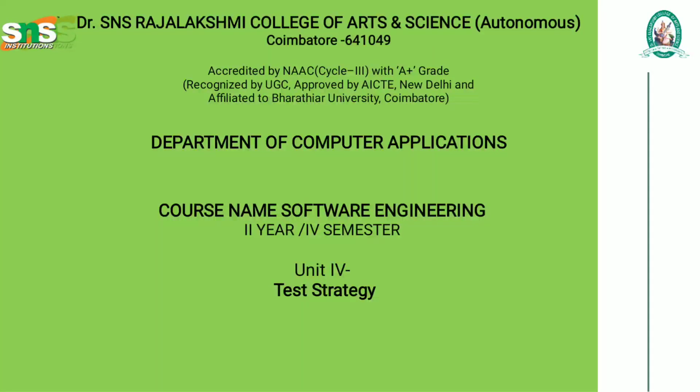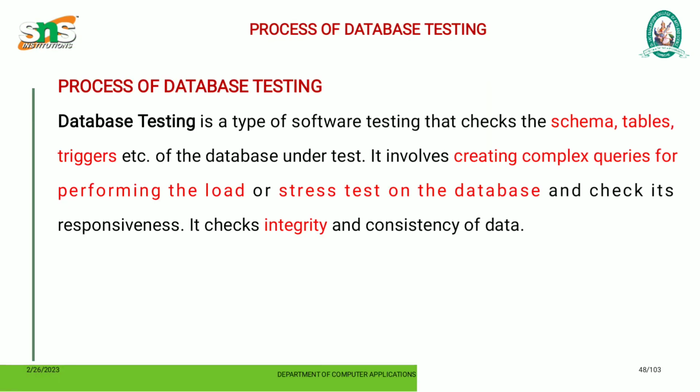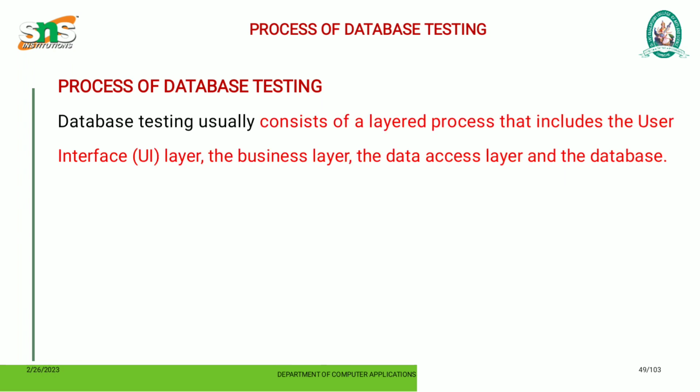In the next series of software engineering, we will discuss test strategy. Process of database testing. Database testing is a type of software testing that checks the schema, tables, triggers, etc. of the database under test. It involves creating complex queries for performing load or stress tests on the database and checks its responsiveness. It checks the integrity and consistency of data.